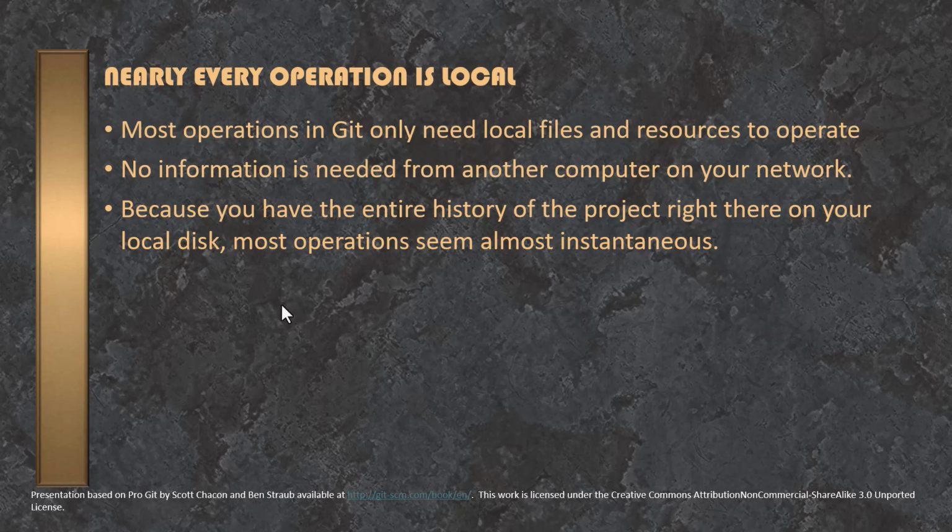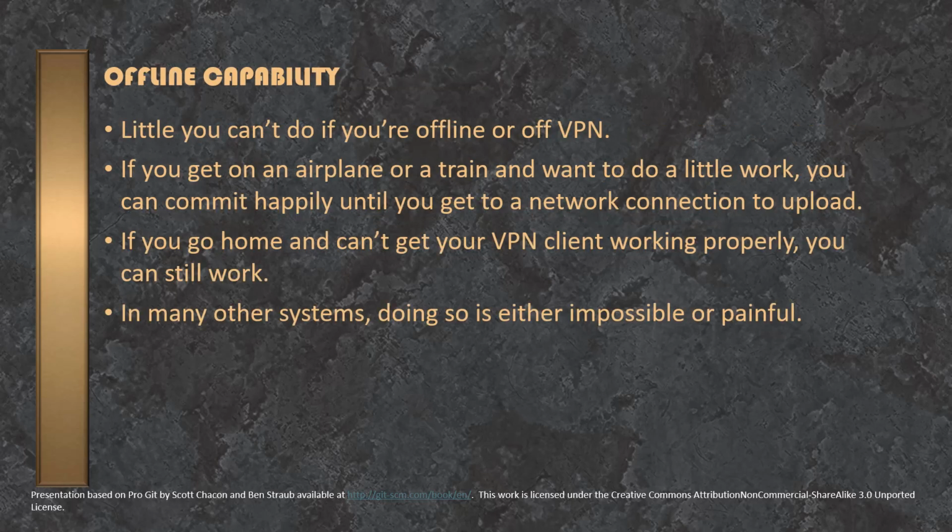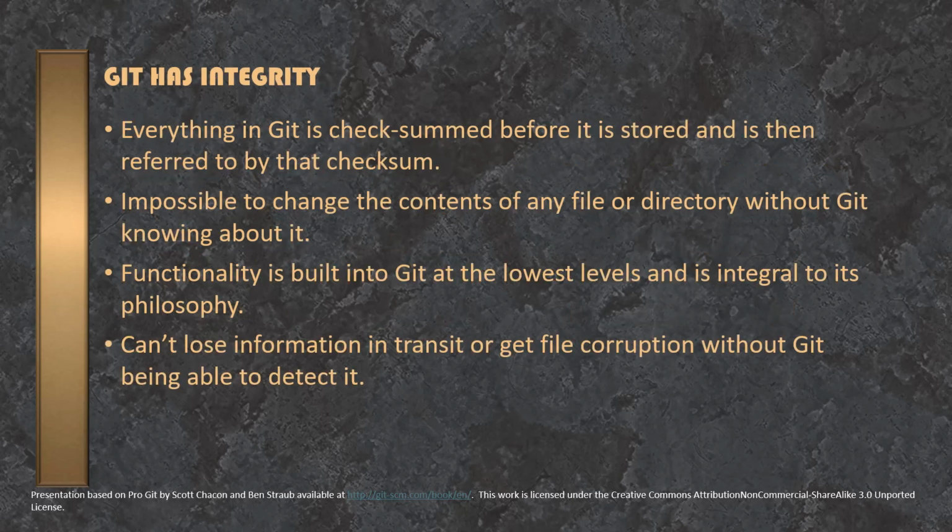And what this means is that nearly every operation is local. Git only needs local files and resources to operate. So you can actually work on the Git repo even if you don't have a connection to the server on the network or on the web, because you have everything in that repo. And so that gives you this offline capability. So you can get on an airplane or a train, keep working, and then as soon as you get connectivity, a synchronization can be done, and all the changes get uploaded to the main server.